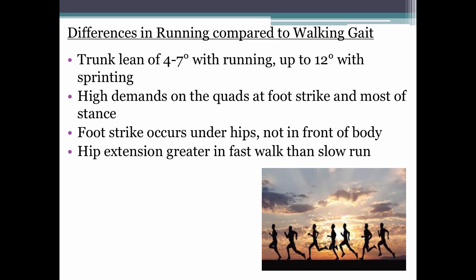So you'll have trunk lean, may only be 4 to 7 degrees. But if you're sprinting, it's going to be up to 12 degrees with sprinting. So you got that lean, your momentum's going forward, and so you have that trunk lean instead of being upright and neutral with walking. So you have high demands on the quads at the foot strike and most of stance. The foot strike occurs under the hips and not out in front of the body. And then you have greater hip extension in a fast walk than you do with a slow run.